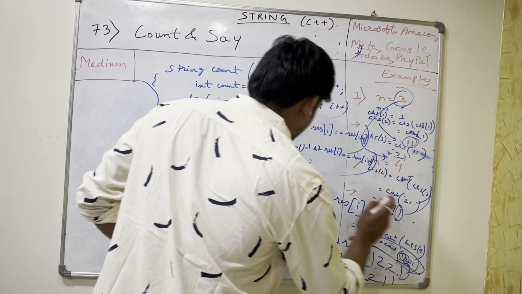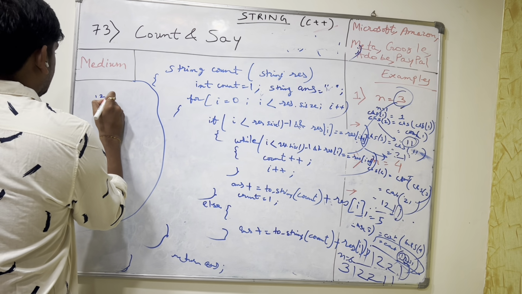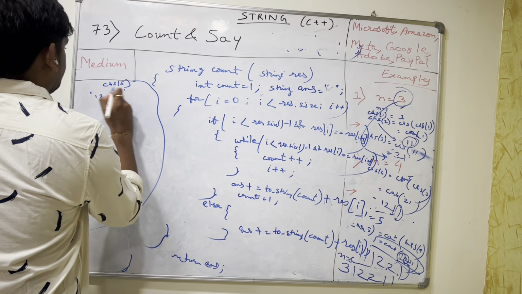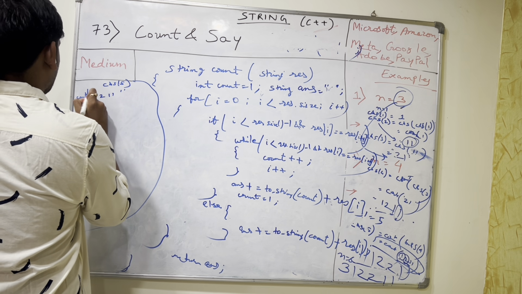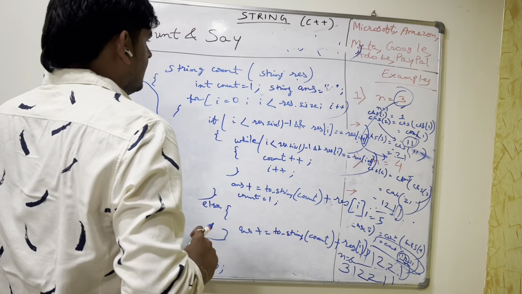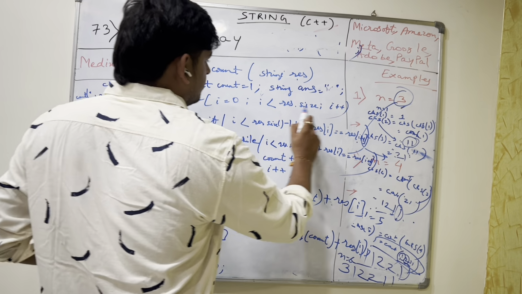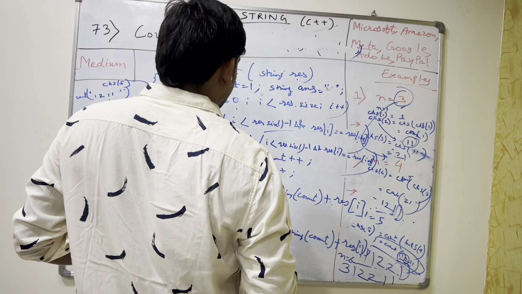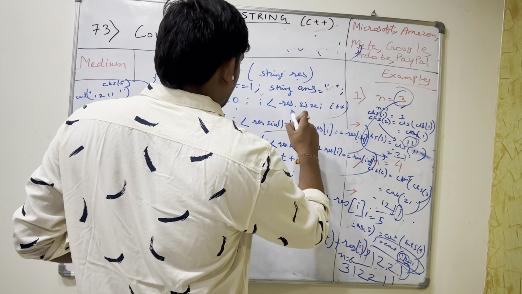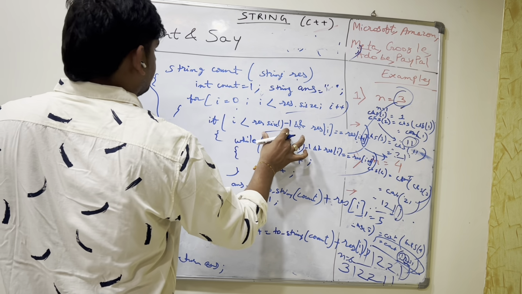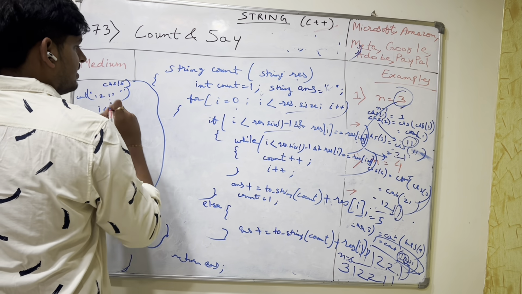Okay, 1 2 1 1. When 1 2 1 1 has come, for count and say 5, we have this count of 1 2 1 1. Now 1 2 1 1 is the string that is there with us, and it goes through this function. So i is equal to 0, i is less than res.size minus 1. This condition means i is less than, what is the size of this result? 4. So i is less than 3.